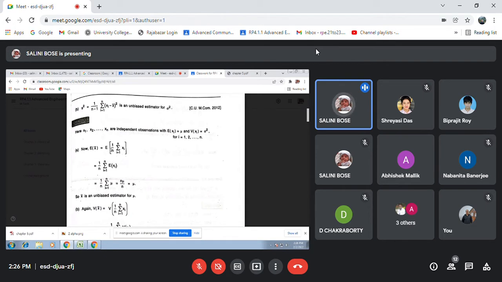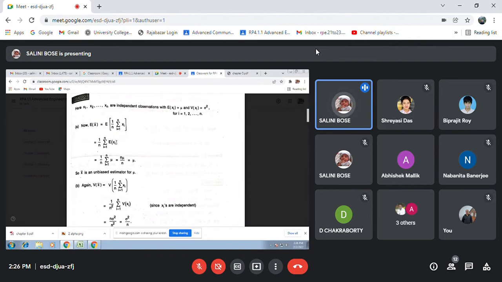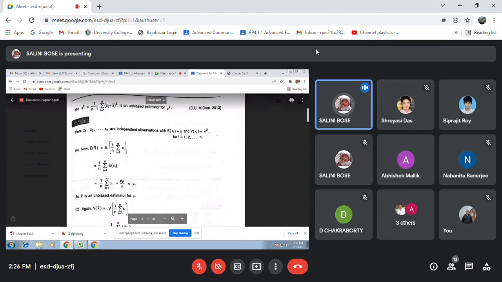Because 1 by n is a constant, when you take the expectation, 1 by n comes out, then the summation of the expected value of xi. You already know that E of xi is equal to mu. But the summation is from i equal to 1 to n, so it is n times mu, and n times mu by n is mu. So this x bar is an unbiased estimator of mu.